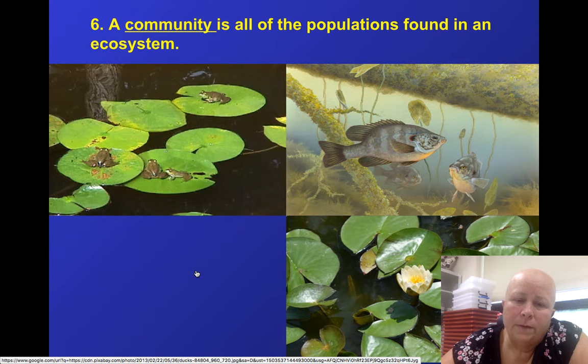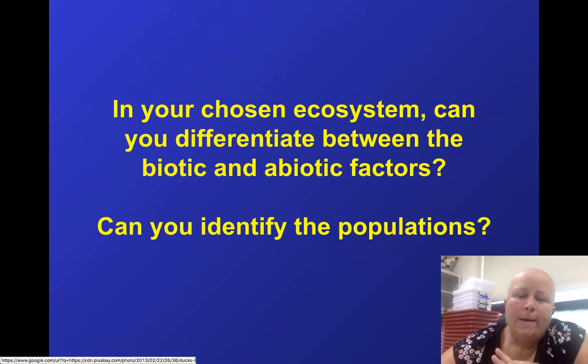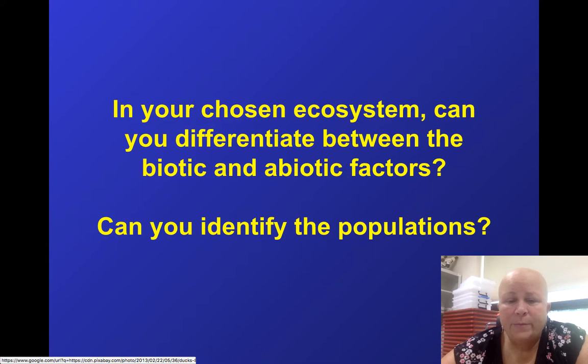Okay, here's the other example. If they're ducks, all of the mallard ducks would be a population, and that population would be part of this community. Okay, so one of the questions we'll be looking at in class is, in your chosen ecosystem, can you differentiate between the biotic and abiotic factors, first of all, and then can you identify the populations within the ecosystem that you've chosen? So I'll give you a little bit of time in class to work on that, but this is definitely one step forward in your project for the summative assessment.